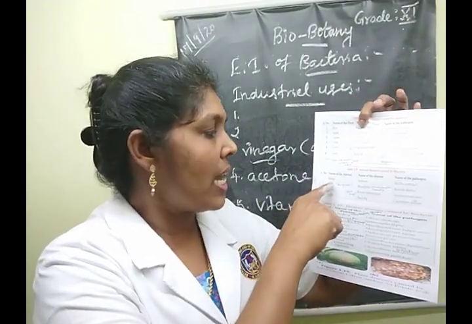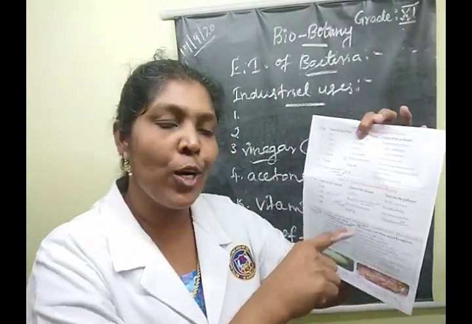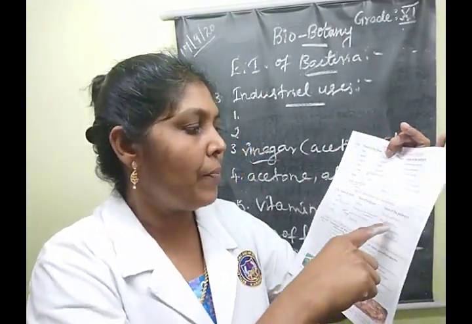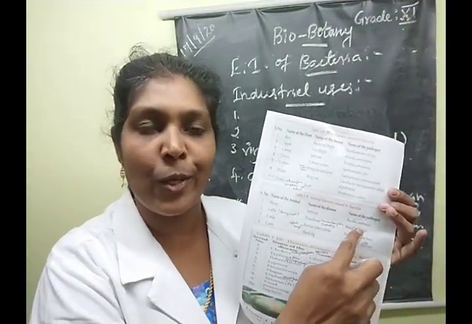The first host organism mentioned is the sheep. The name of the disease is anthrax. Anthrax means blood is discharged from the natural openings. Clear? That's the symptom highlighted for anthrax disease. The name of the pathogen is Bacillus anthracis.